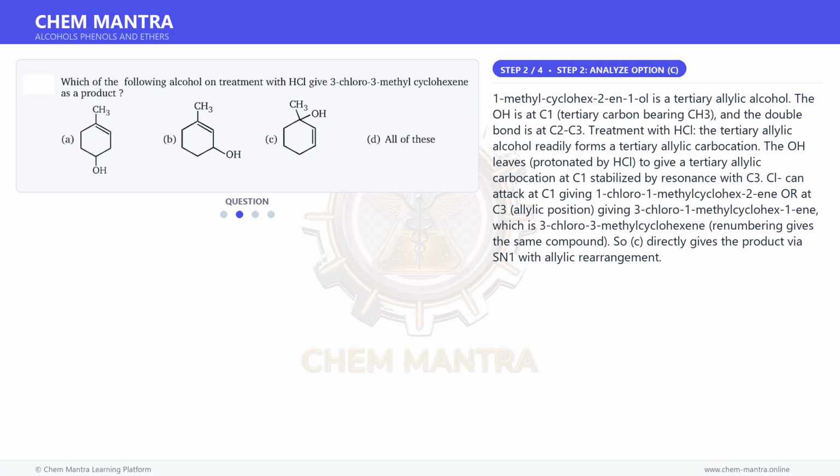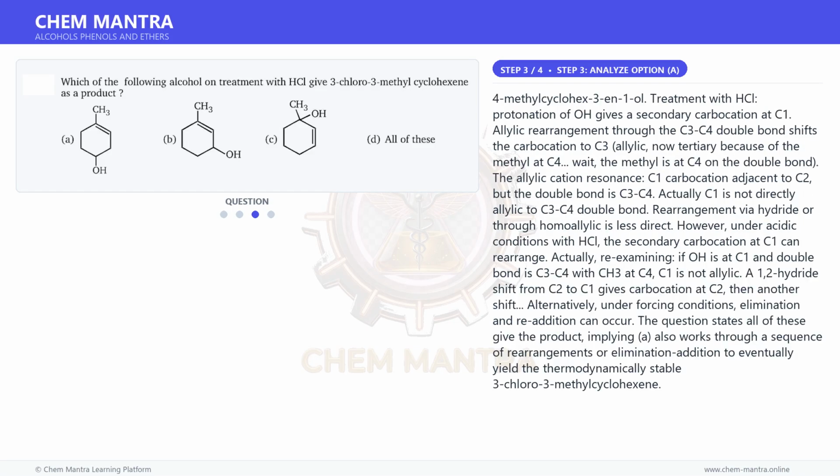Cl can attack at C1 giving 1-chloro-1-methylcyclohex-2-ene, or at the C3 allylic position giving 3-chloro-1-methylcyclohex-1-ene, which is 3-chloro-3-methylcyclohexene, renumbering gives the same compound. So, C directly gives the product via SN1 with allylic rearrangement. Moving on to the next step.